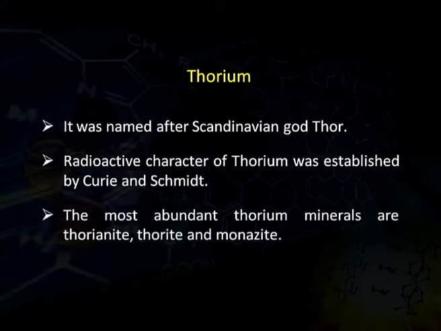The most abundant thorium minerals are thorianite, thorite and monazite. Monazite is the major mineral which also carries the lanthanide elements. Most of these minerals contain uranium and vice versa. They all have a significant fraction of lanthanide elements also. The major uranium mining countries are the United States, Australia, India and Canada.